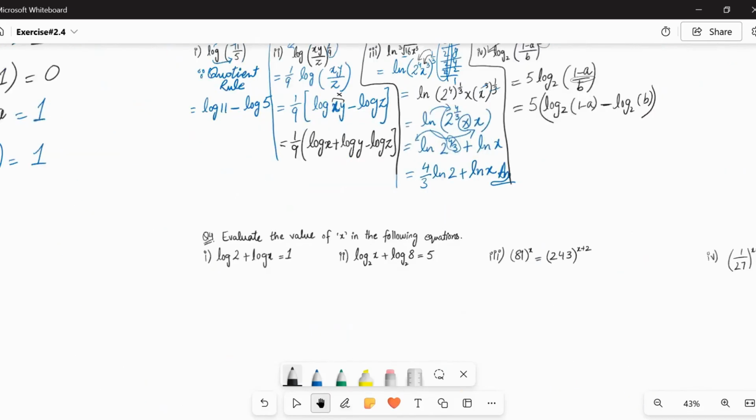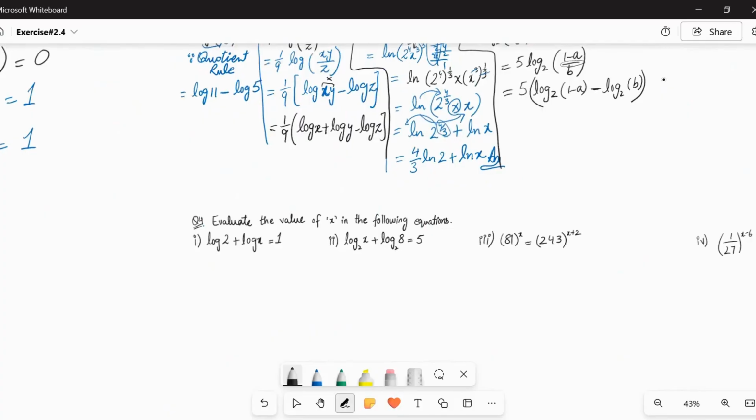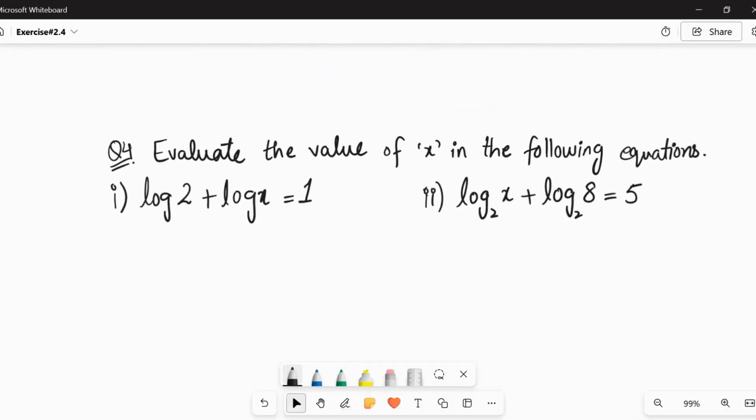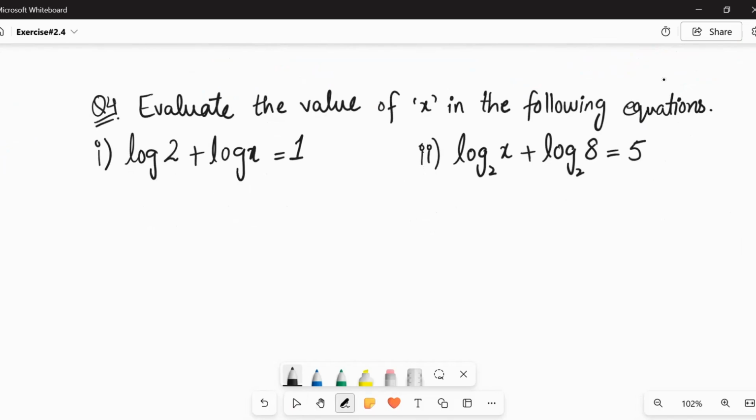Now let's see question number 4, in which after applying the properties, you need to evaluate also to find the unknown value. Okay, so let's see part 1 of question number 4, which says log 2 plus log x equals 1. First of all, we'll apply the product rule over here. We'll write log a single time, and 2 and x will multiply each other. The positive sign will change into multiply, and 1 as it is. Now we can write it like this: log 2x equals 1.